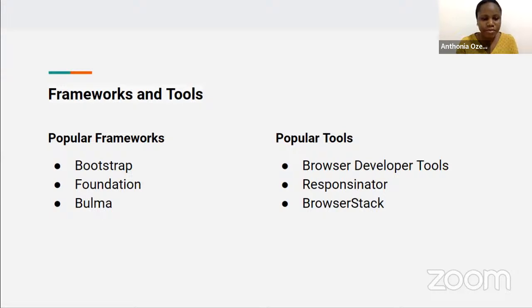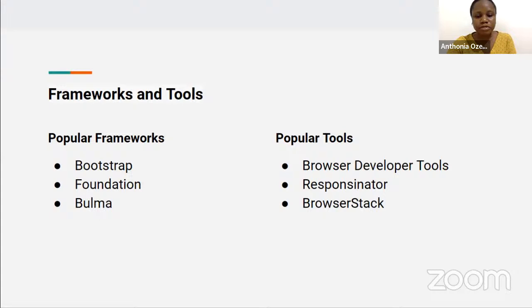Another important framework is Foundation. Foundation is a robust responsive framework that includes a grid system. It includes UI components and tools for creating flexible and responsive designs, and it is more customizable compared to Bootstrap. Another popular framework is Bulma. Bulma is a modern CSS framework based on Flexbox, offering an easy-to-use, mobile-first approach for responsive web design.